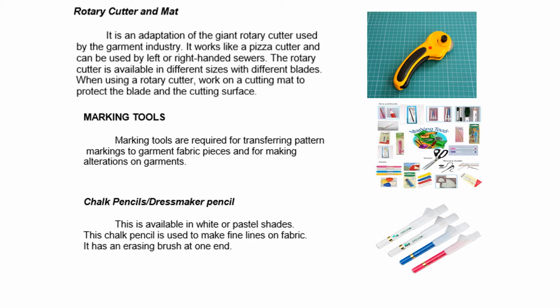We also have a rotary cutter and mat. It is an adaptation of the giant rotary cutter used by the garment industry. It works like a pizza cutter and can be used by left or right-handed sewers. The rotary cutter is available in different sizes with different blades. When using a rotary cutter, work on a cutting mat to protect the blade and the cutting surface.